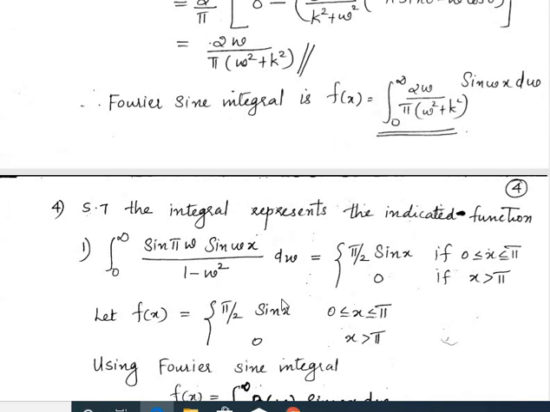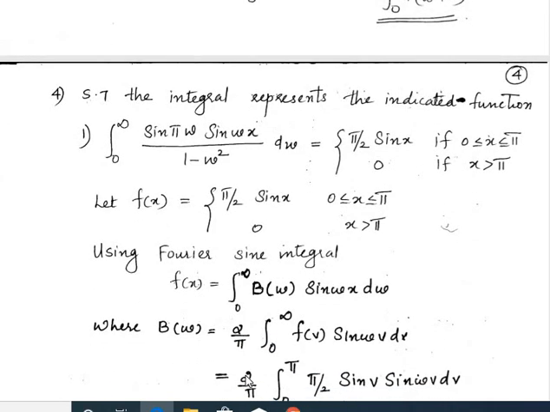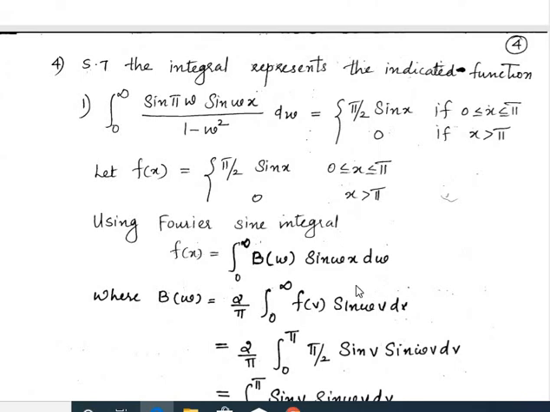If this type of question arises, we have to take the value on the right side as the given function, and here the x term comes together with the sine term, so we have to apply the Fourier sine integral formula. Using the Fourier sine integral, we have the formula f of x equals integral 0 to infinity b omega sin omega x d omega, and b omega is 2 by pi integral 0 to infinity f of v sin omega v dv. But here the function has two values.